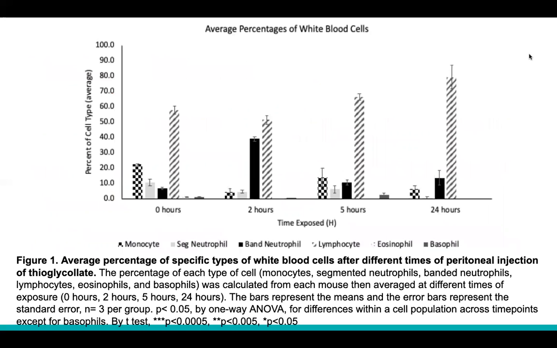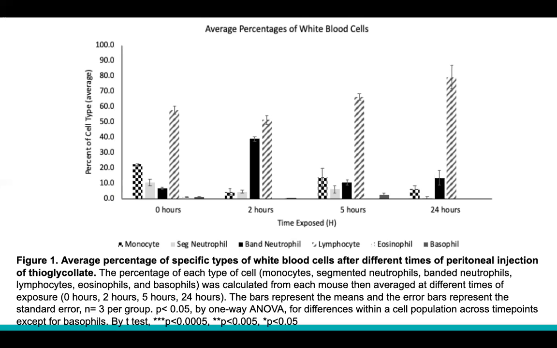So for our results, figure 1 shows the average percentage of white blood cells at various time points of the peritoneal injection. Cells from blood smears were looked at under a microscope to determine the type of each cell. Percentages were then calculated for each mouse and averaged at the different time points of exposure. Monocyte counts were significant with a 0.005 p-value at 0 versus 2 and 0 versus 24-hour time points. Monocytes were also most prevalent at the 0-hour time point.